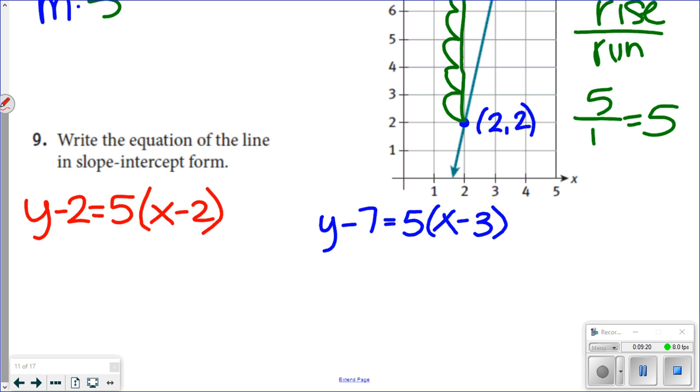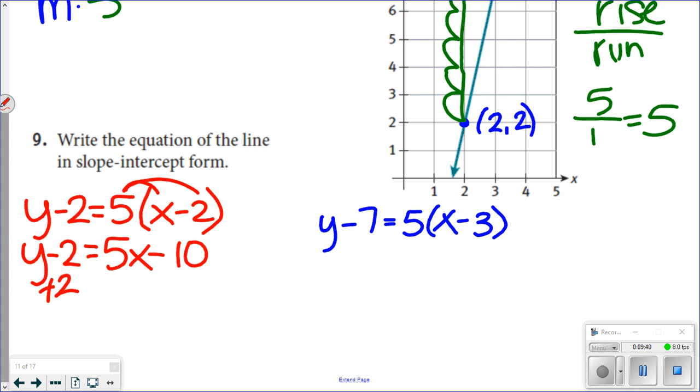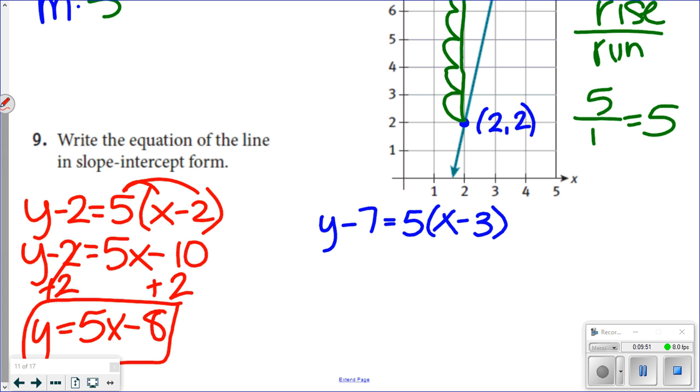All right, if you were a 2, 2, I'm going to walk you through and hopefully you got the same answer as me. Y minus 2 equals 5x minus 10. Add 2 to both sides. Y equals 5x minus 8. So if you were a 2, 2, hopefully you got y equals 5x minus 8. If not, check your work and fix it.